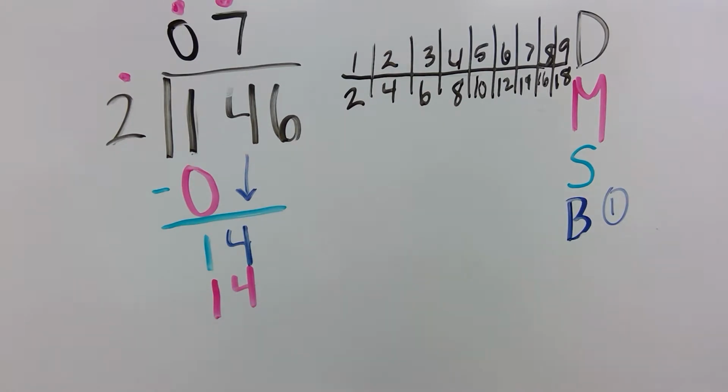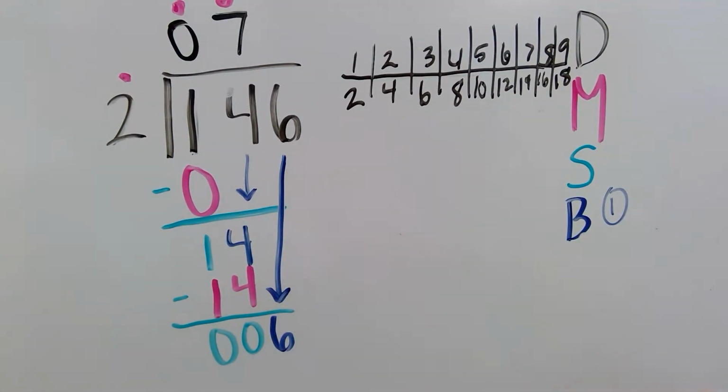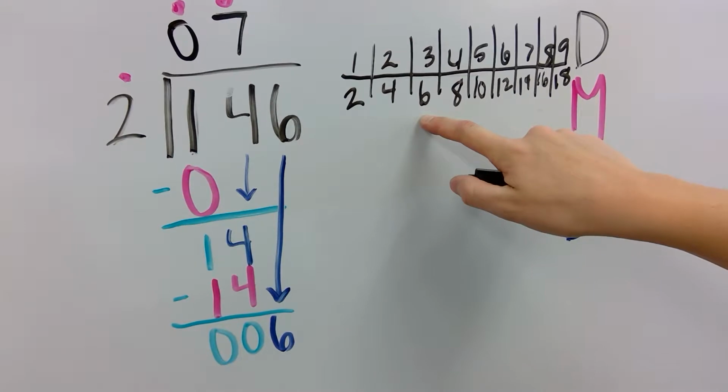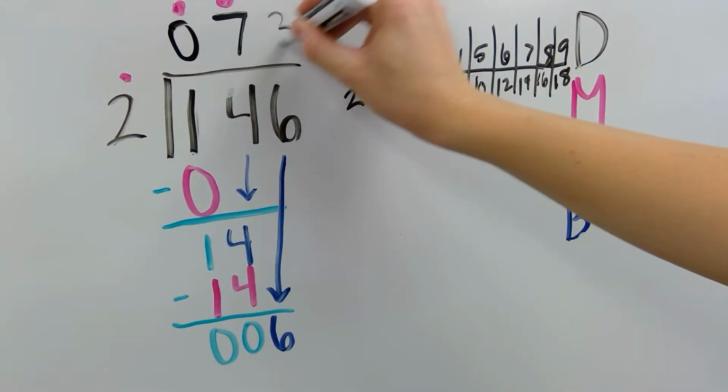Now that I have multiplied, I can subtract. 14 minus 14 is 0. And now I get to bring down my 6. And if I bring a number down, I have to start my steps all over again. So I have to divide again. How many times can 2 go into 6 without going over? So I look down here, there's 6. 2 can go into 6 3 times. Write my 3 up there.